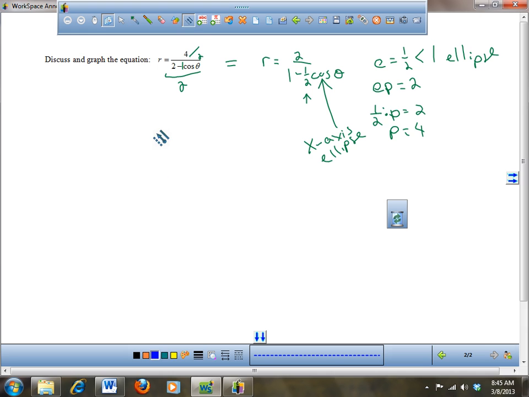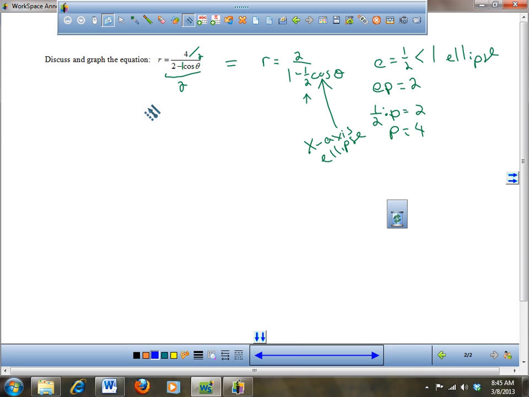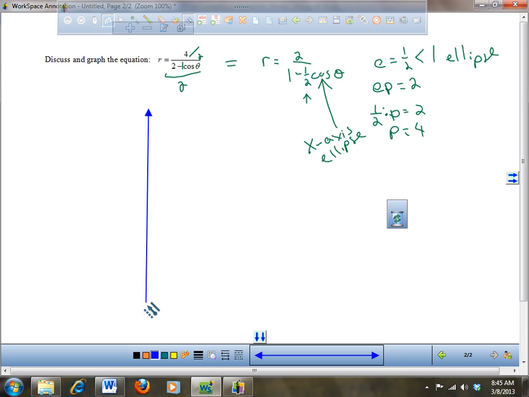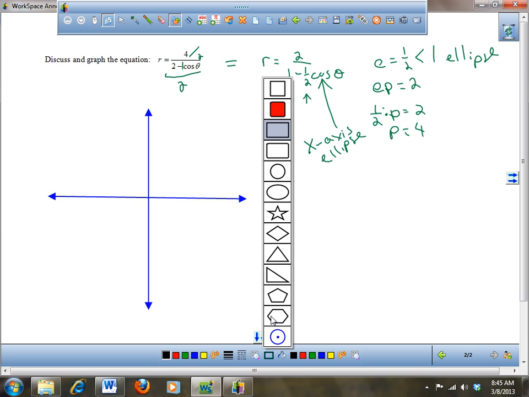So I'm going to try to draw a graph. I don't want dotted lines. I want solid lines. I want arrows on my lines. I'm so picky. So just sketching this ellipse in here. What's this trash can doing here? All right. So I know that this is going to be an ellipse.